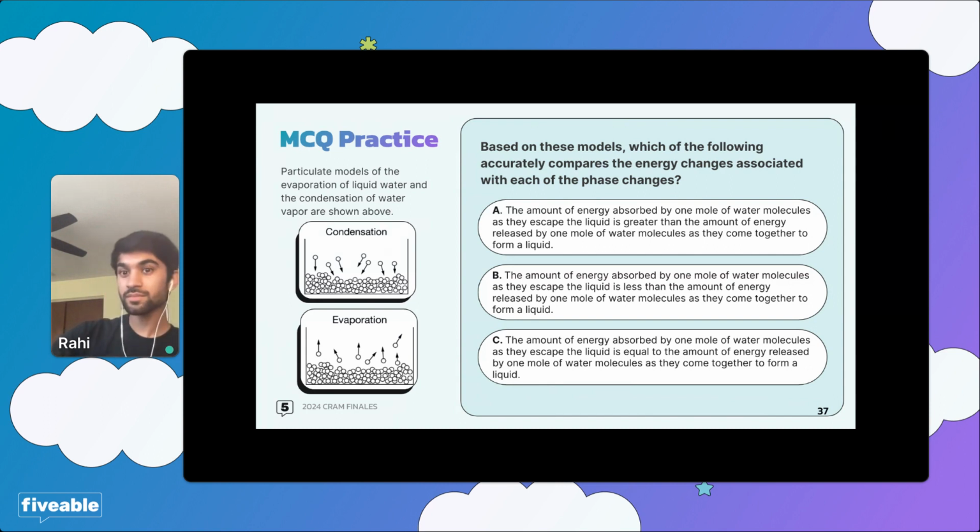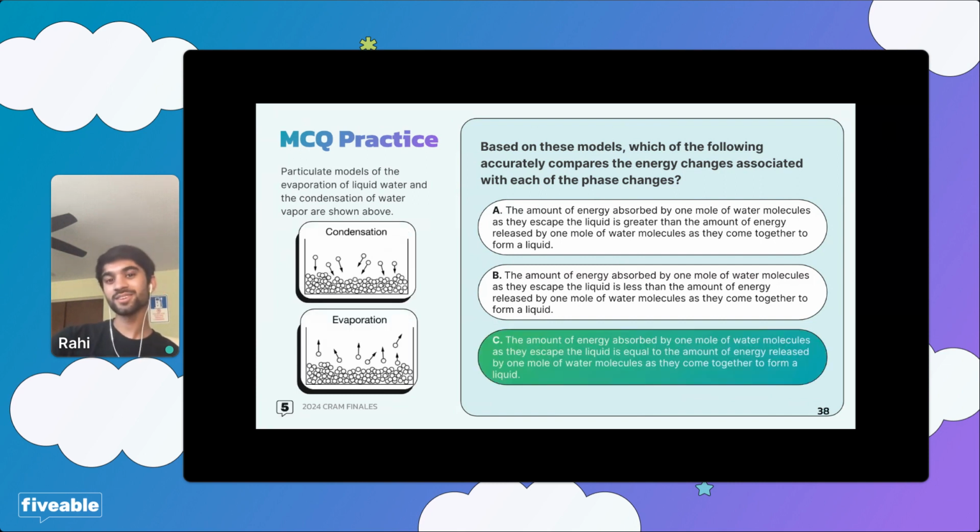Yeah, see? Well, let's see. Amazing pun, I'm so cool. Yes, it is C. The amount of energy absorbed by 1 mole of water molecules as they escape the liquid is equal to the amount of energy released by 1 mole of water molecules as they come together to form a liquid.